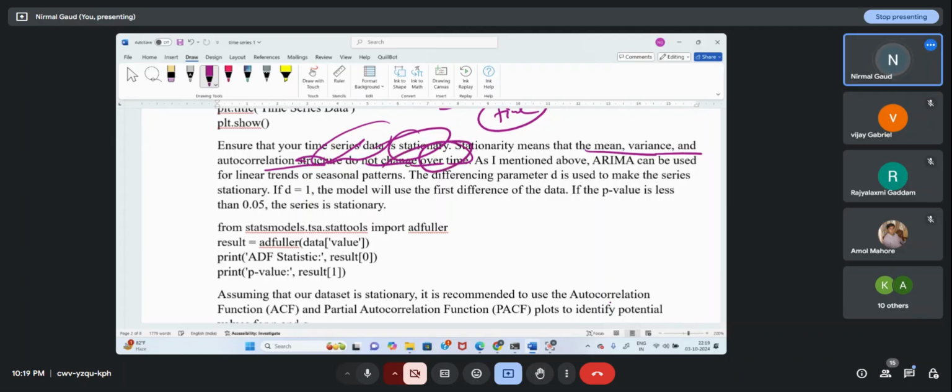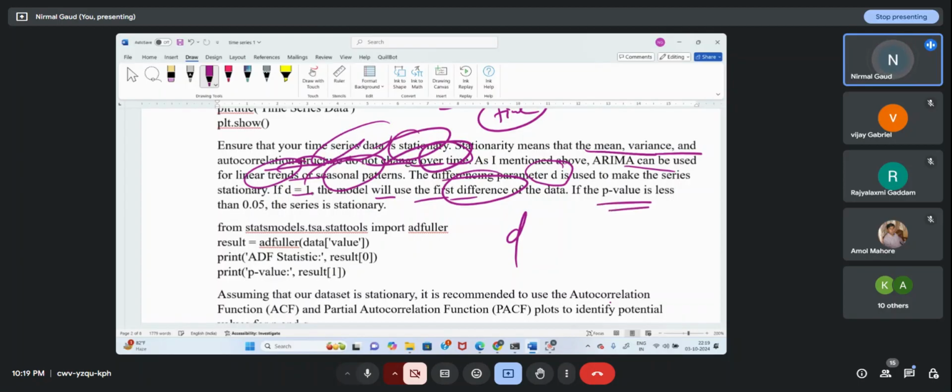So there should be some duration, some interval, where the mean and variance do not change. If it is changing, then it's an impact. So ARIMA can be used to identify the linear trends and the seasonal trends. There is a differencing parameter in ARIMA, d. If d equals 1, the model will use the first difference.